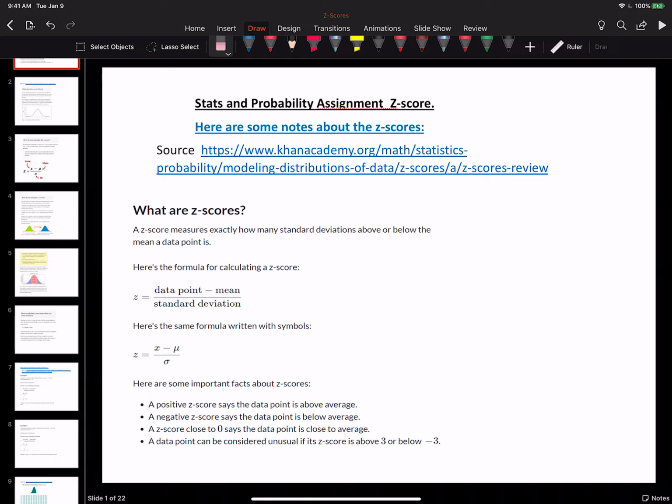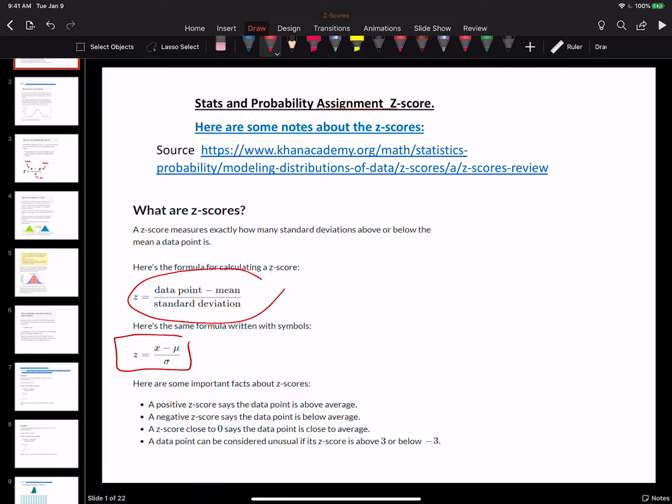A z-score measures exactly how many standard deviations above or below the mean a data point is. The formula is, you just subtract the given data, like an exam score, minus the mean, the average, divided by the standard deviation. So it's like how many standard deviations the point is away from the mean. In short, with symbols, we write it this way: Z equals x, that's the data point, minus mu, which is the mean, over sigma, which is the standard deviation.